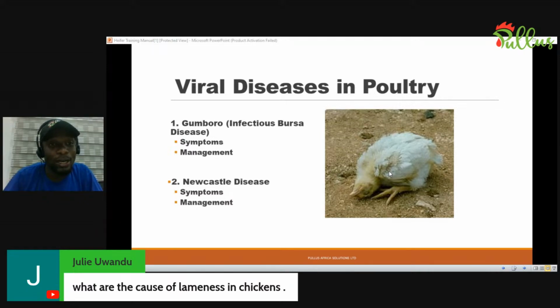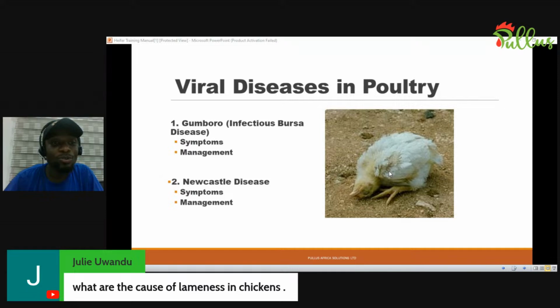So when you are seeing other symptoms coupled with the lameness, you can pinpoint it based on the symptoms you are seeing. For instance, if you are seeing lameness with greenish feces and the head is turning, you can say, oh, it's Newcastle. When you are seeing lameness with whitish feces and reduced appetite, you can say, oh, I'm suspecting Gumboro. And the rate of mortality also matters. If it is nutritional lameness, the mortality rate is actually very, very low. So most times, that is how you can differentiate it.